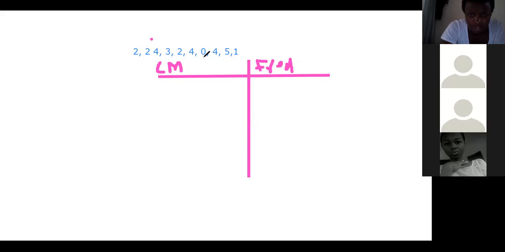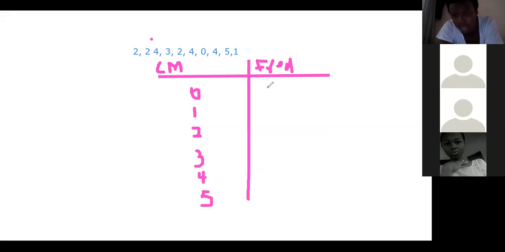Then what do we have? We have 0 here, so the first mark will be 0. We have 1 there, so 1 will be this. That means those who had 0, those who had 1. Then maybe we have 2 here, we have 3 here, we have 4 here, and we have 5. Now we are coming to the occurrences, or the frequency in other words. So how many people had 0? Rashid, how many people had 0?